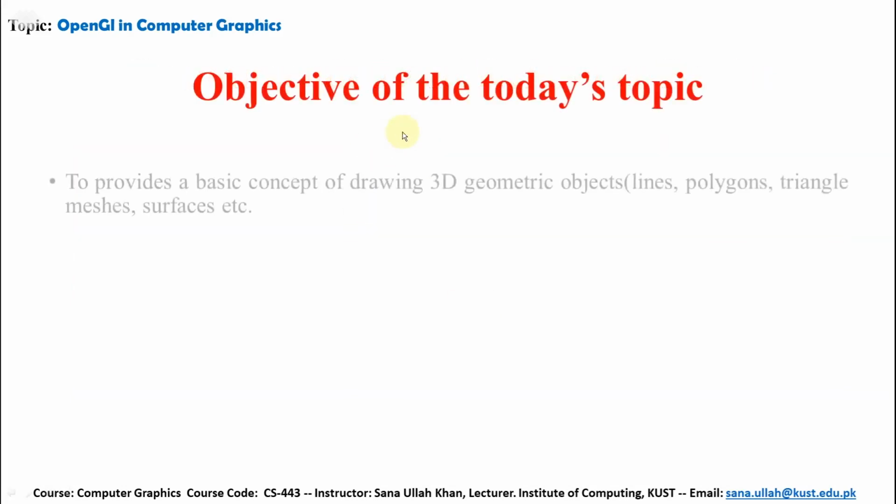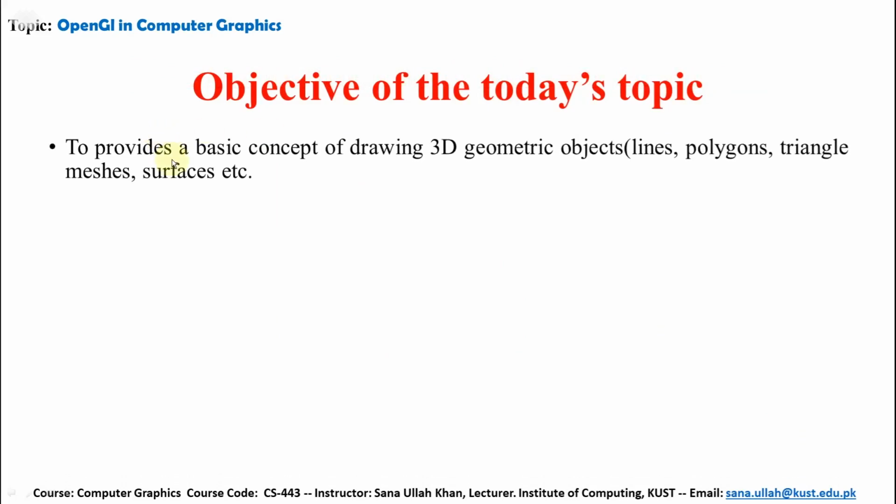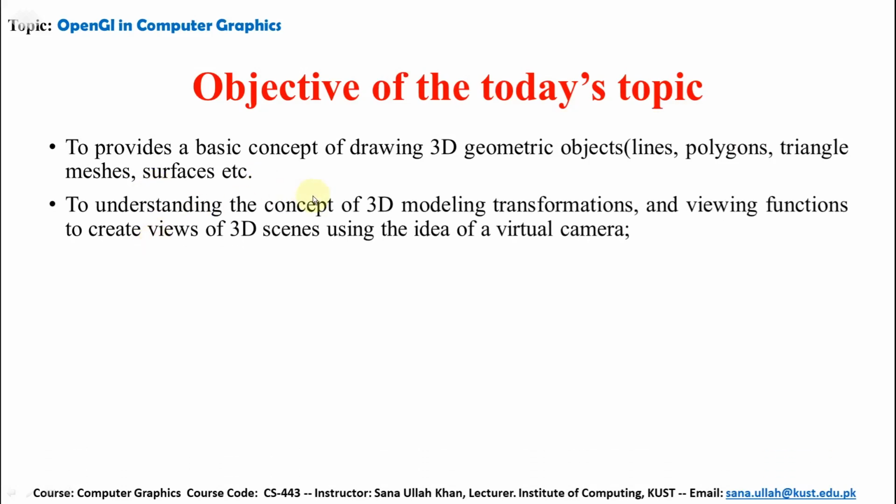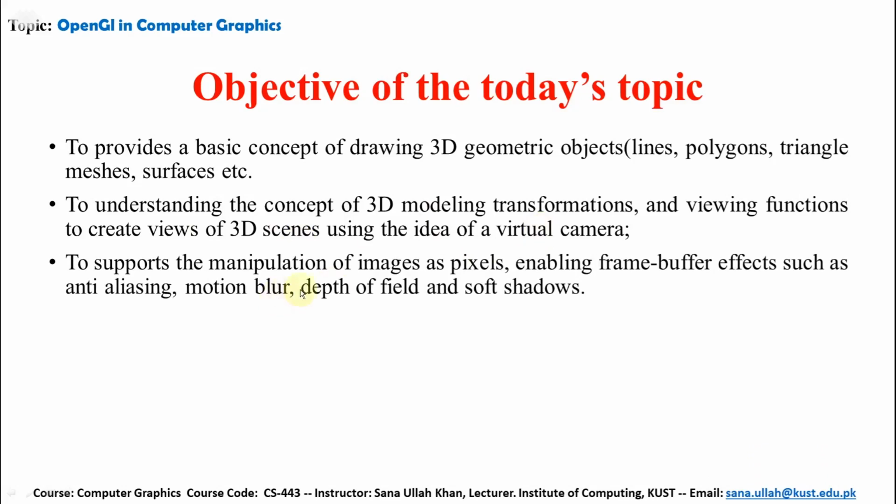The objective of today's topic is, in this lecture we want to provide a basic concept of drawing 3D geometric objects like lines, polygons, triangles, points, surfaces, etc. To understand the basic concept of 3D modeling transformation like rotation, scaling, and viewing functions to create a view of a 3D scene using the idea of a virtual camera. To support the manipulation of images pixel-wise, enabling frame buffer effects such as anti-aliasing, motion blur, depth of field and soft shadow.